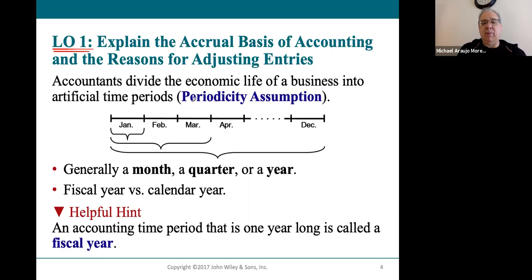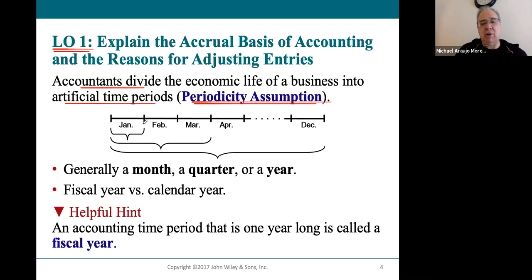You heard about them briefly in chapter 2. One of them was called the periodicity assumption. In the periodicity assumption, basically accountants divide up the economic life of a business into specific time periods. And that's important to know.